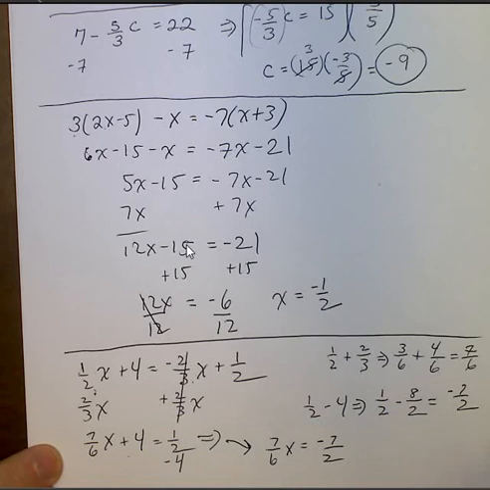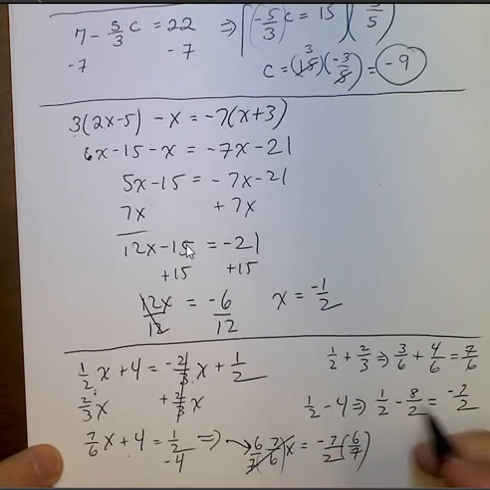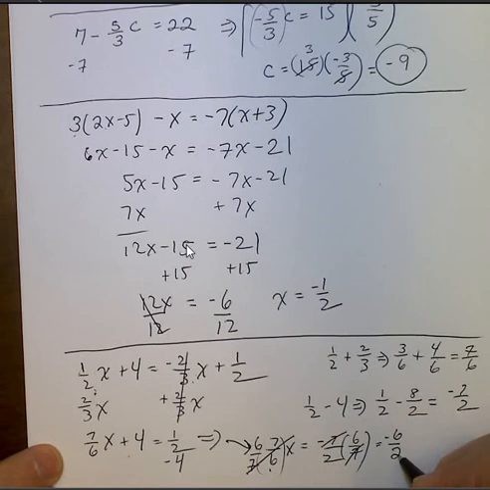If I want to solve for x, I multiply by the reciprocal of the fraction that's attached to x. The reciprocal of 7 over 6 is 6 over 7. That causes these terms to go away. And when I multiply negative 7/2 times 6 over 7, I get negative 6 over 2, which is the same as negative 3. So x equals negative 3.